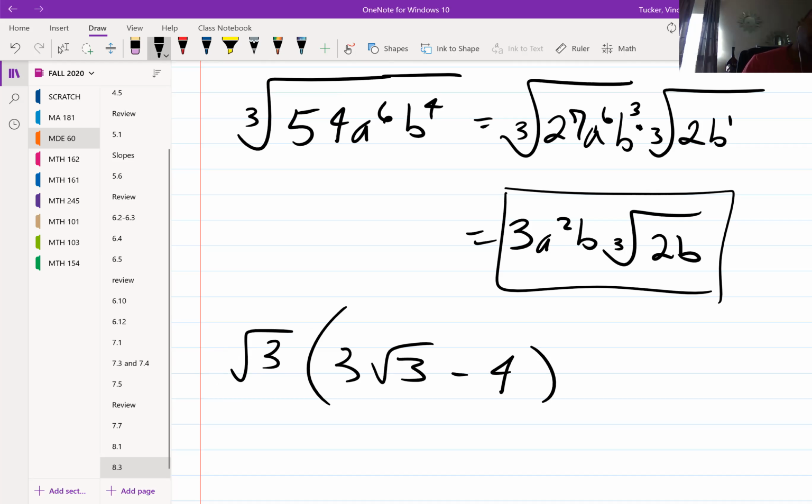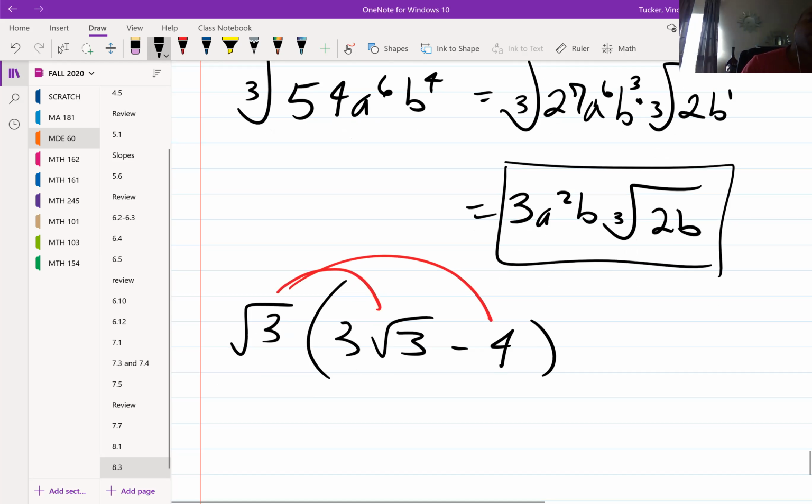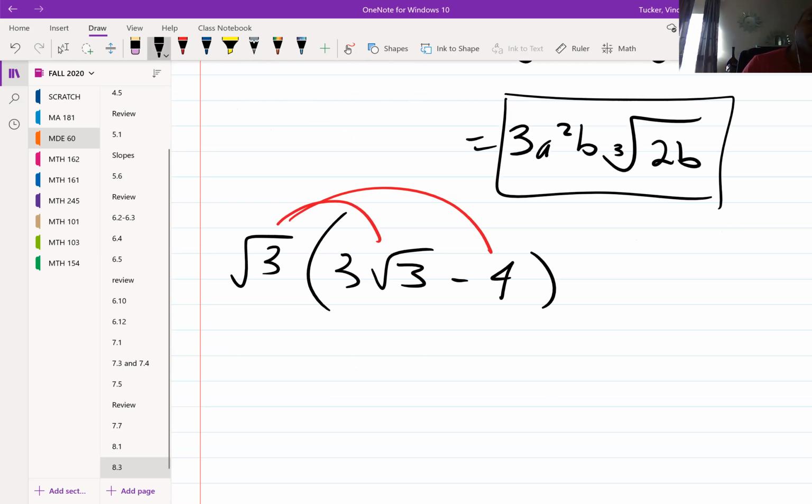All right, so here we're going to multiply the square root of 3 times the quantity square root of 3 minus 4. So we're talking about just your normal distribution process. So the square root of 3 times 3 square root of 3 will be 3 square root of 9. You just multiply what's under the radicals. Then the square root of 3 times 4 is 4 square root of 3.